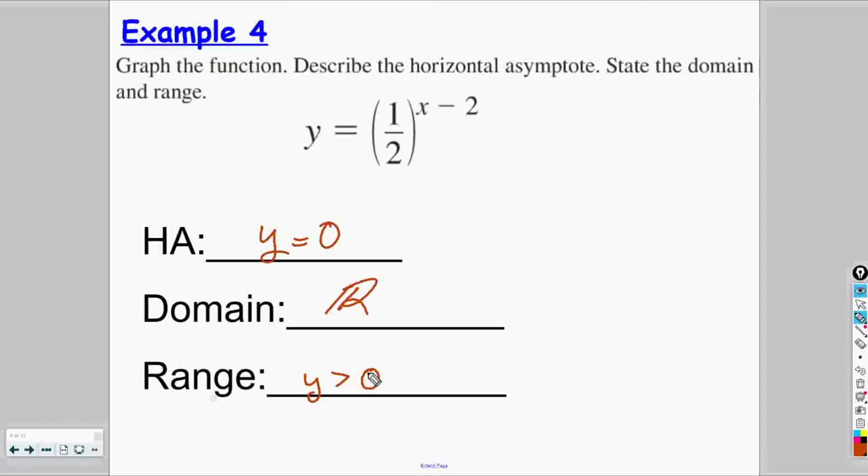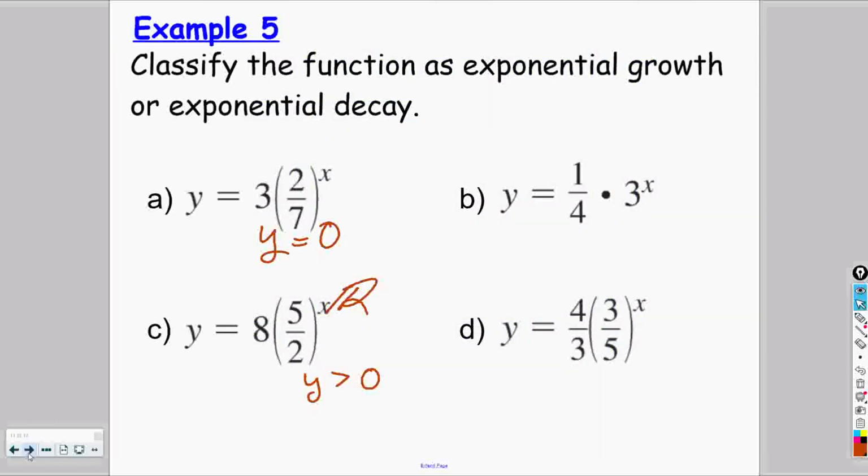All right, we've got a few examples to go here. We want to classify the function as exponential growth or decay. Now, with the last 2 sections, we should be able to do this pretty easily. The key thing here is, what is b?